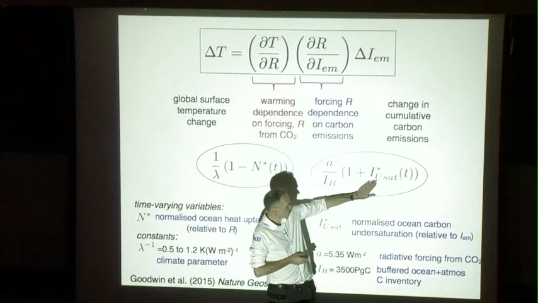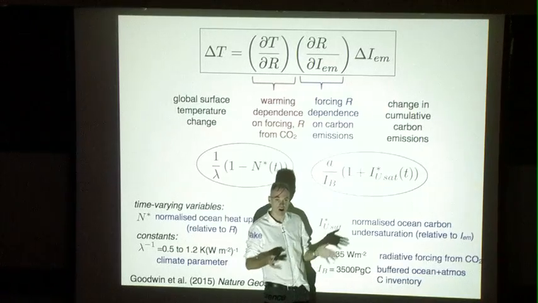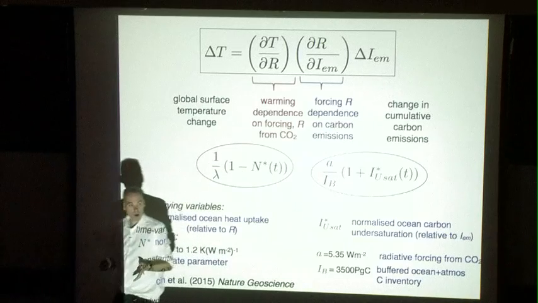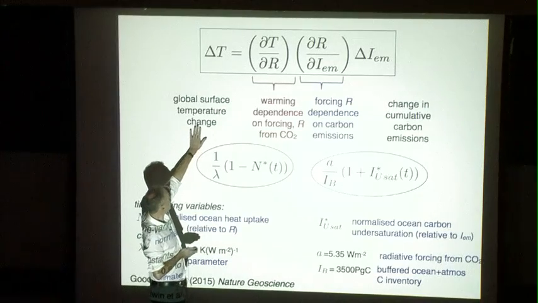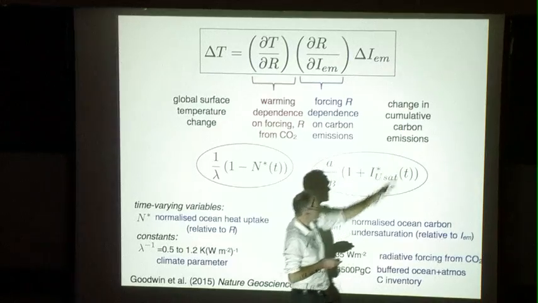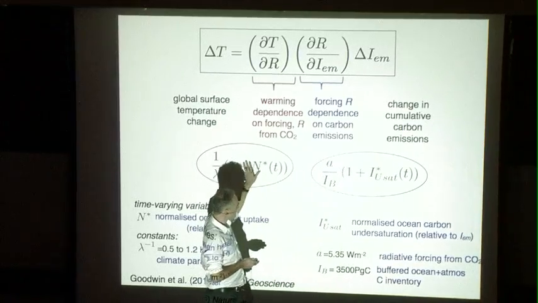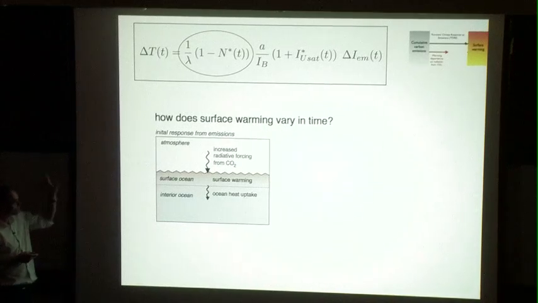This last term is a normalized ocean carbon undersaturation. So it measures how far the ocean is away from a carbon equilibrium with the atmosphere. So this relationship between global surface temperature change and cumulative carbon emissions is given by the product of these two terms. So we've written down this equation, and I'll show you at the end a test that it does work.